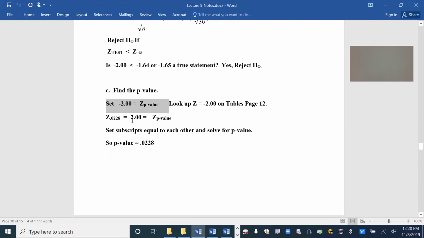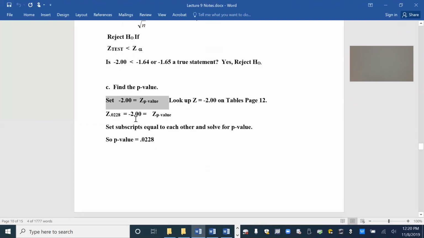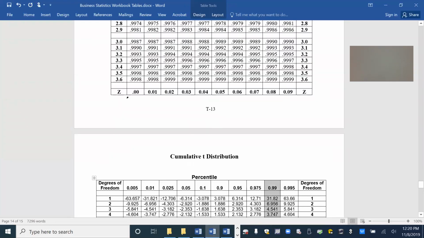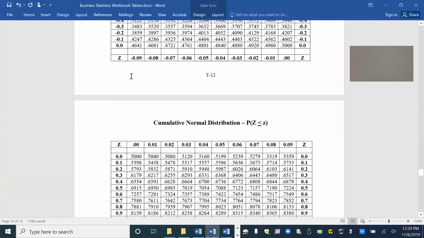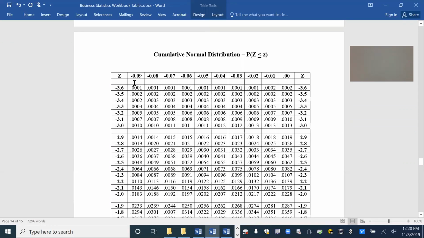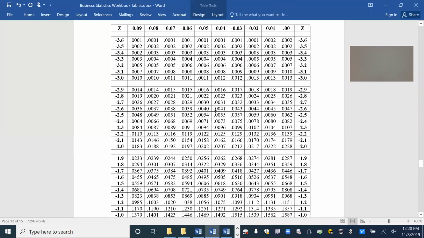If we look up -2 steps in our table, right there is -2.00 steps. That is the 0.0228 percentile.